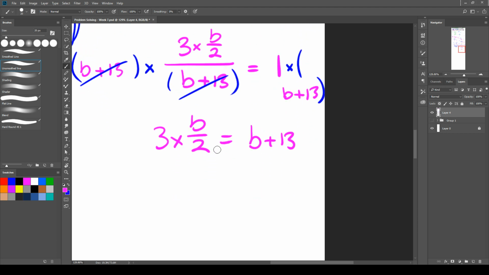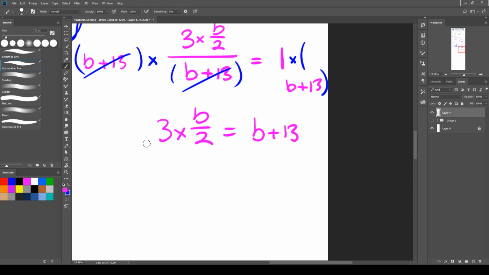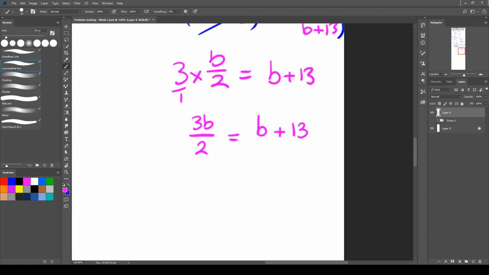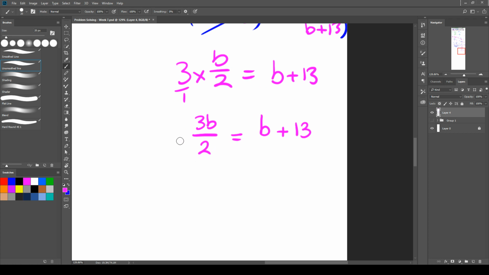We're getting close. Let's see, what can I do? Well, if I do this, I can work with this. So 3 on 1, so 3b over 1 times 2, which is 2. What can I do now? Well, I can get rid of this 2 by multiplying both sides by 2. So those 2 will cancel out, so I'm just left with 3b.